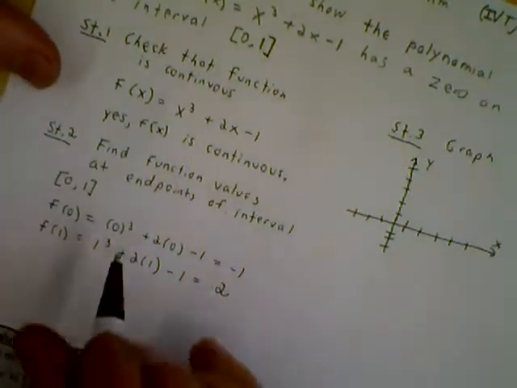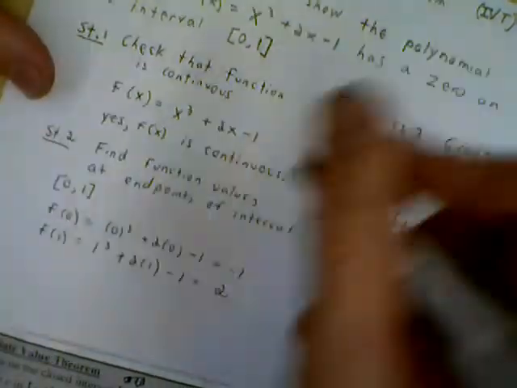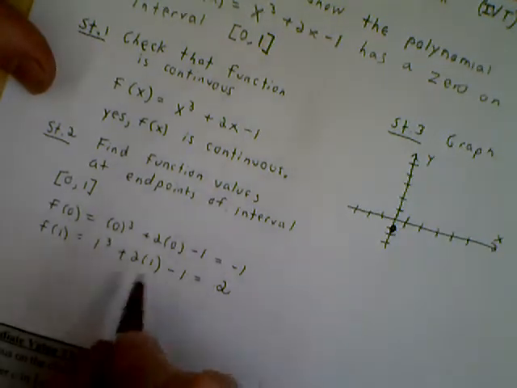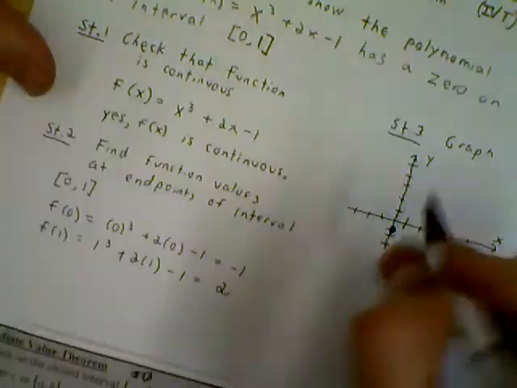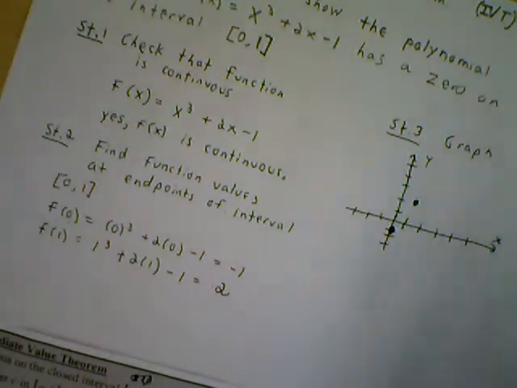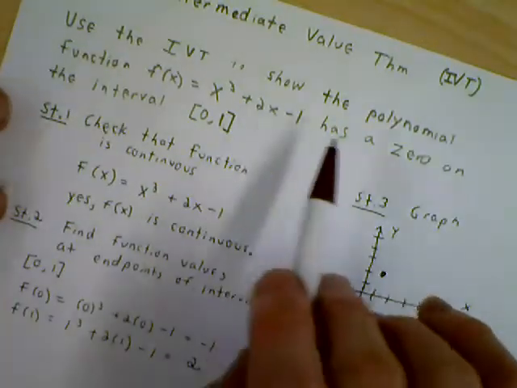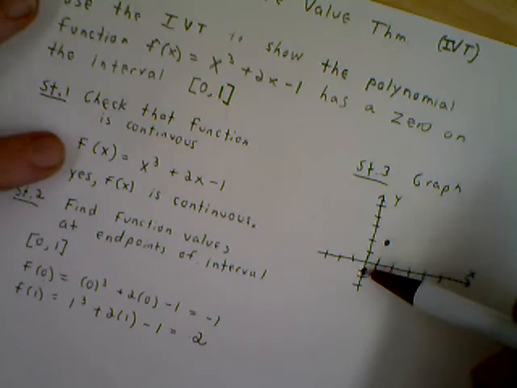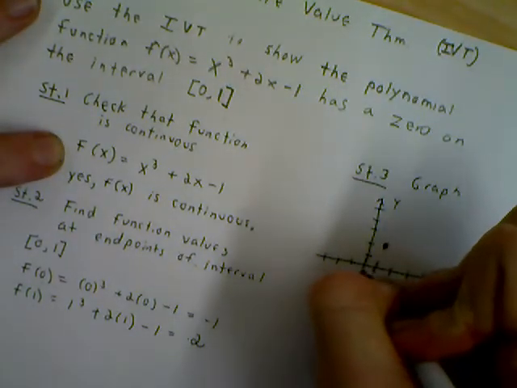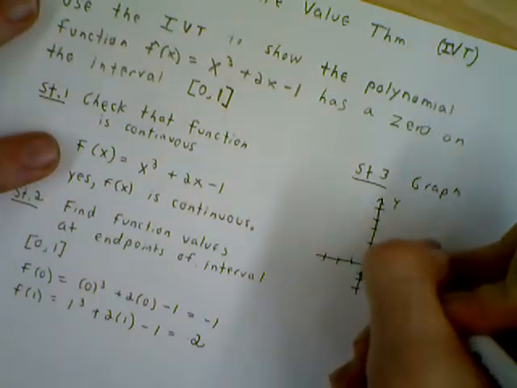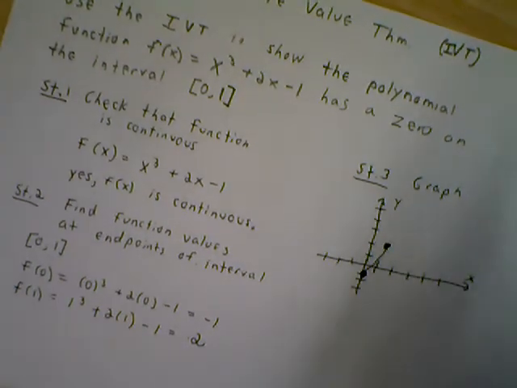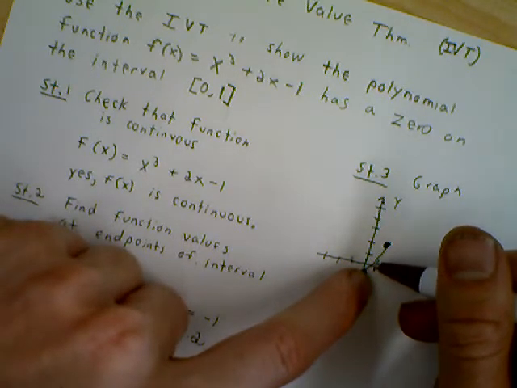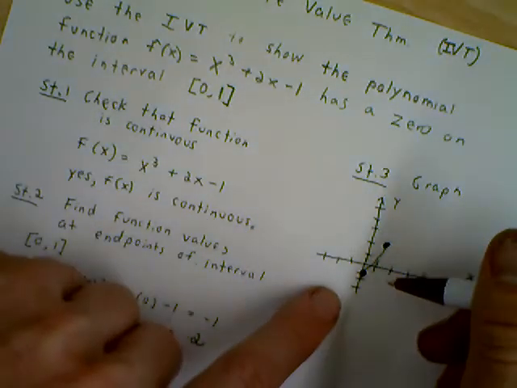I'm going to go ahead and graph 0, -1. That is right here. I'm going to go ahead and graph 1, 2. That's right here. Now, we want to show that this function has a 0 on this interval. Well, we know it's continuous, so I'm going to be able to connect this part of my graph to the other part of the graph. So now we're able to see that because it's continuous, there's got to be at least one point, 1, 0, that we have on this interval.